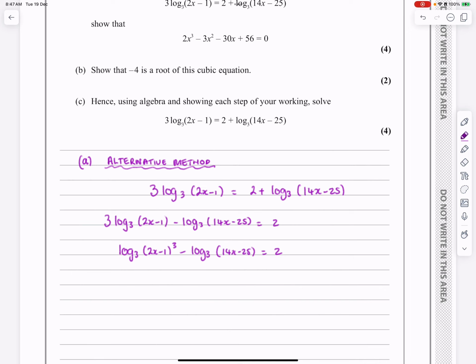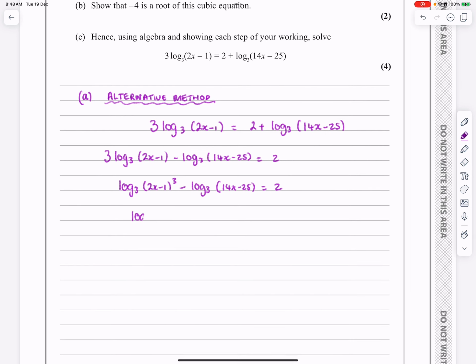And now I've got log of a minus log of b. I've got log a minus log b here. That's just another of the log rules, log a over b. So instead of having those two different logs, I'm going to have this as log to the base 3 of 2x minus 1 cubed all over 14x minus 25. Looks horrible. Well, that's okay.